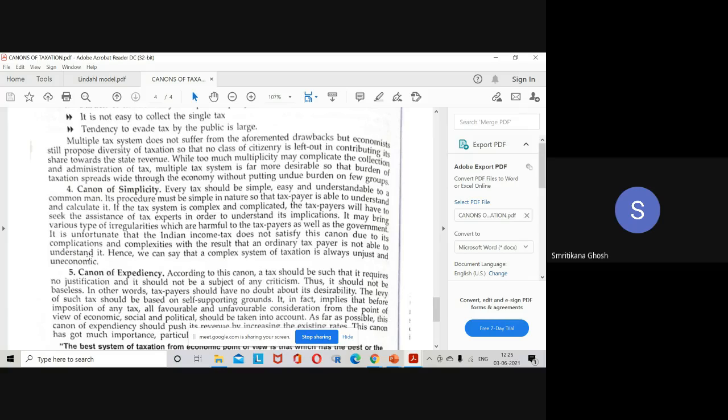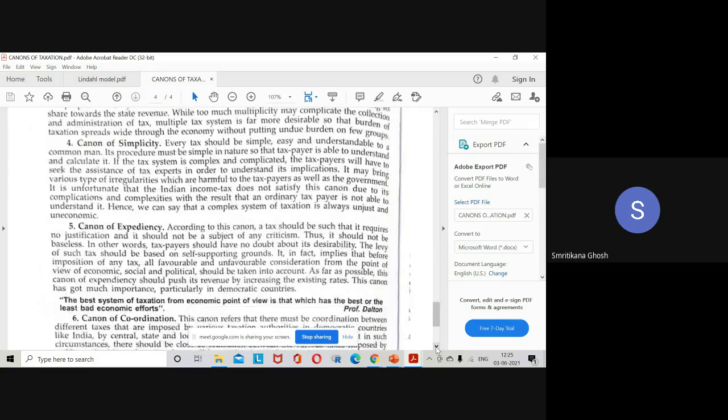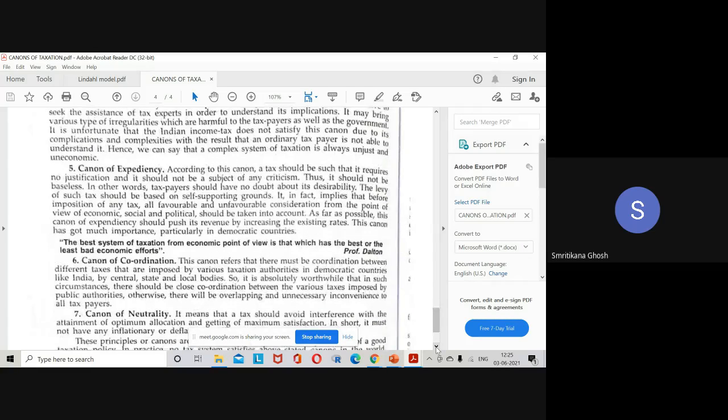Now the canon of expediency. The government has imposed a tax, and just after 1 week or after 1 month everyone is going to criticize it. All of you know, in case of GST it happened, right? Everyone is criticizing the tax structure. This is the flaw, this is the mistake, this is the wrong thing about the tax structure. So tax should not be like this. It should be flawless. No one can criticize it.